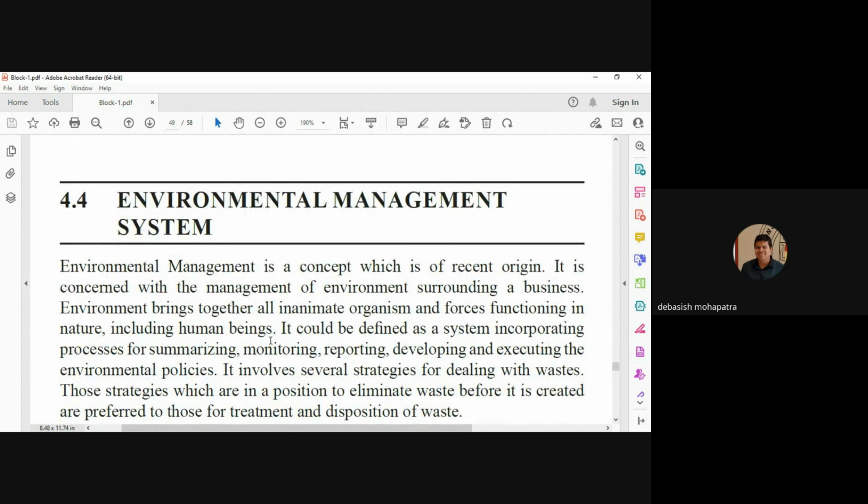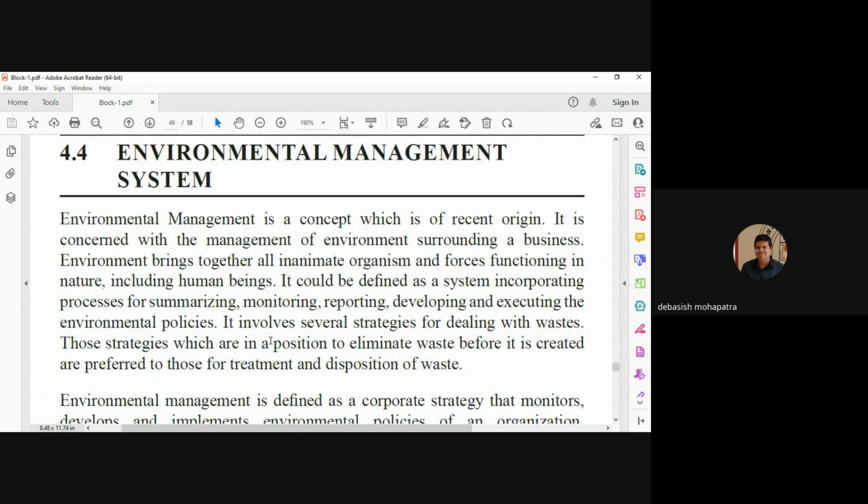Then environmental management system. Environmental management is a concept which is of recent origin. It is concerned with the management of the environment surrounding a business. Environment brings together all inanimate organisms and forces functioning in nature, including human beings. So it could be defined as a system incorporating processes for summarizing, monitoring, reporting, developing and executing the environmental policies.